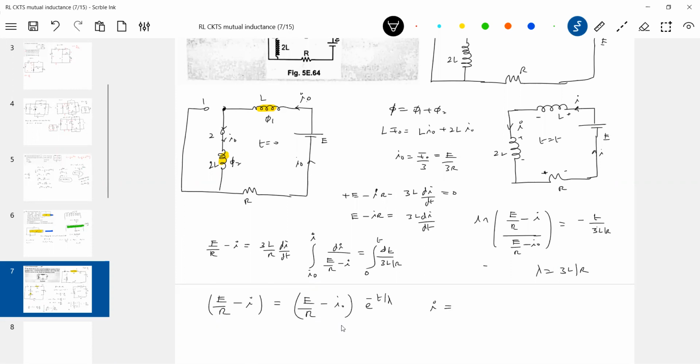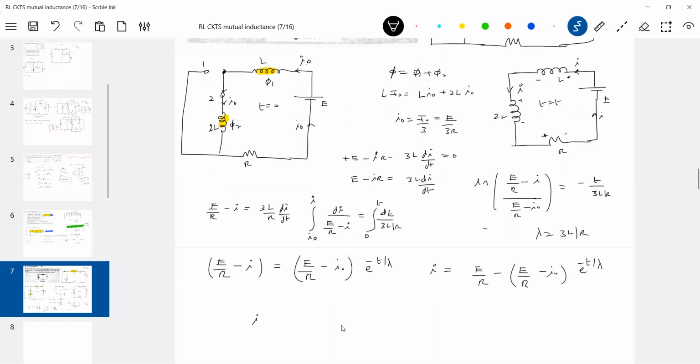Now this further simplification will be E by R minus E by R minus I naught. Now what is the I naught value? E by 3R. So this will be 2E by 3R.